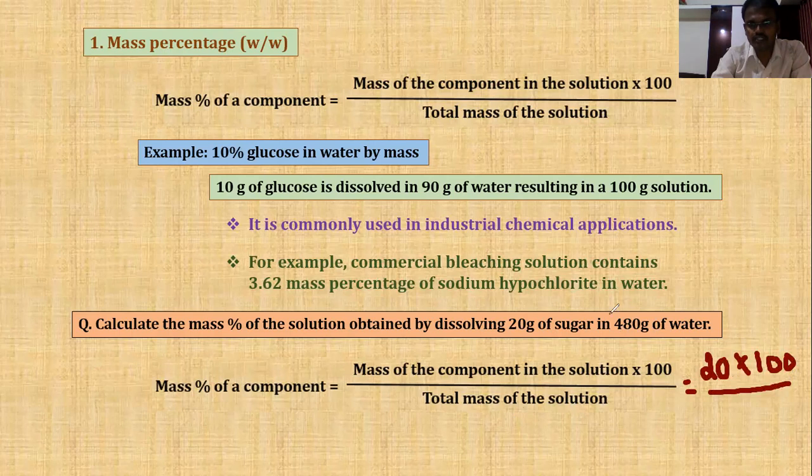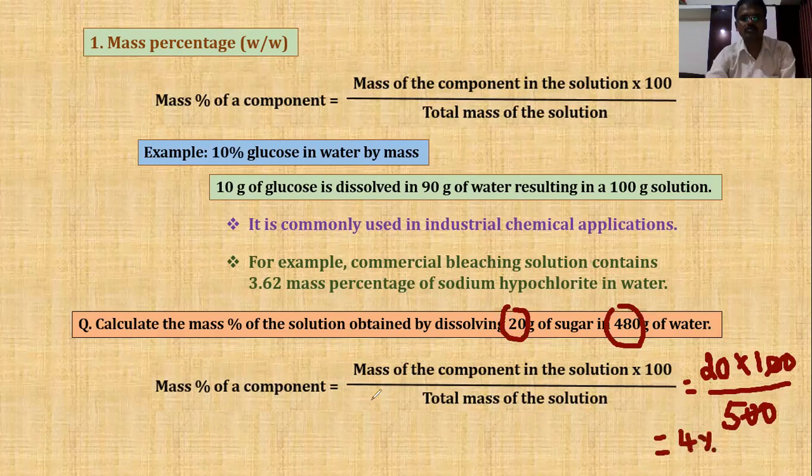Here is where students will make mistakes. The total mass of the solution is 480 plus 20. Mass of solute plus mass of solvent is equal to mass of the solution. So 480 plus 20 is 500. Correct. So two zeros get cancelled. Then you have 20 divided by 5, that is equal to 4%. So the answer for this simple question is 4%.